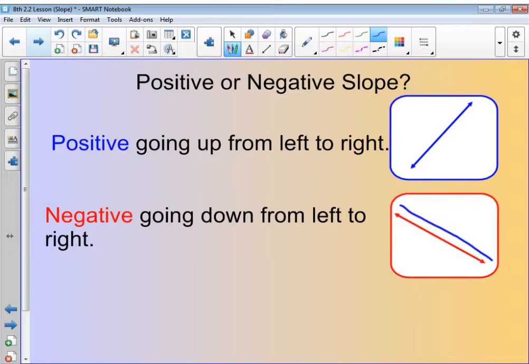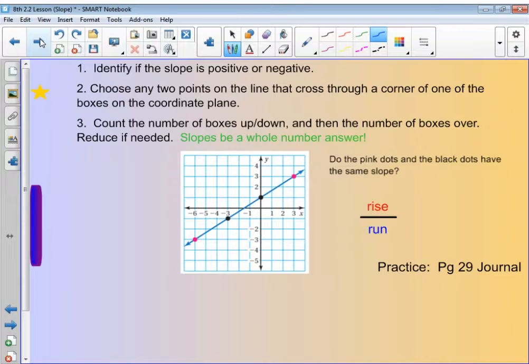So we're going to look through some different samples. The first step is when I look at the slope of this line, I want to identify if it's a positive or a negative slope. If I just look at the line from left to right, it's going upward. Well, that's a positive thing, so I know it's going to be a positive slope. Then I'm going to pick any 2 points. For this example, I'm going to test out a couple different ones to see if I get the same slope no matter what 2 points I pick.